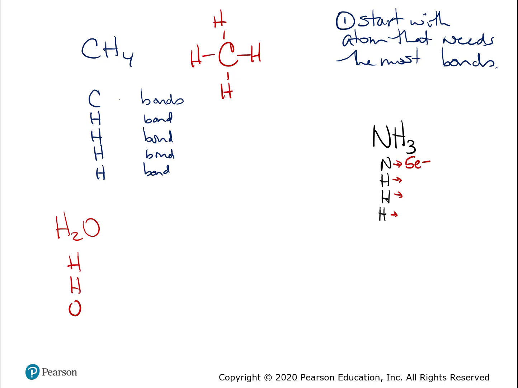Hydrogen's in group 1, so I know hydrogen has 1 each. Hydrogen never needs more than 1 bond. But nitrogen needs a total of 8, so how many bonds will it need to form? 3. Do you see that with 5 valence electrons, I need 3 bonds to equal 8? So the number of valence electrons, which is the group number, plus the number of bonds has to equal 8.